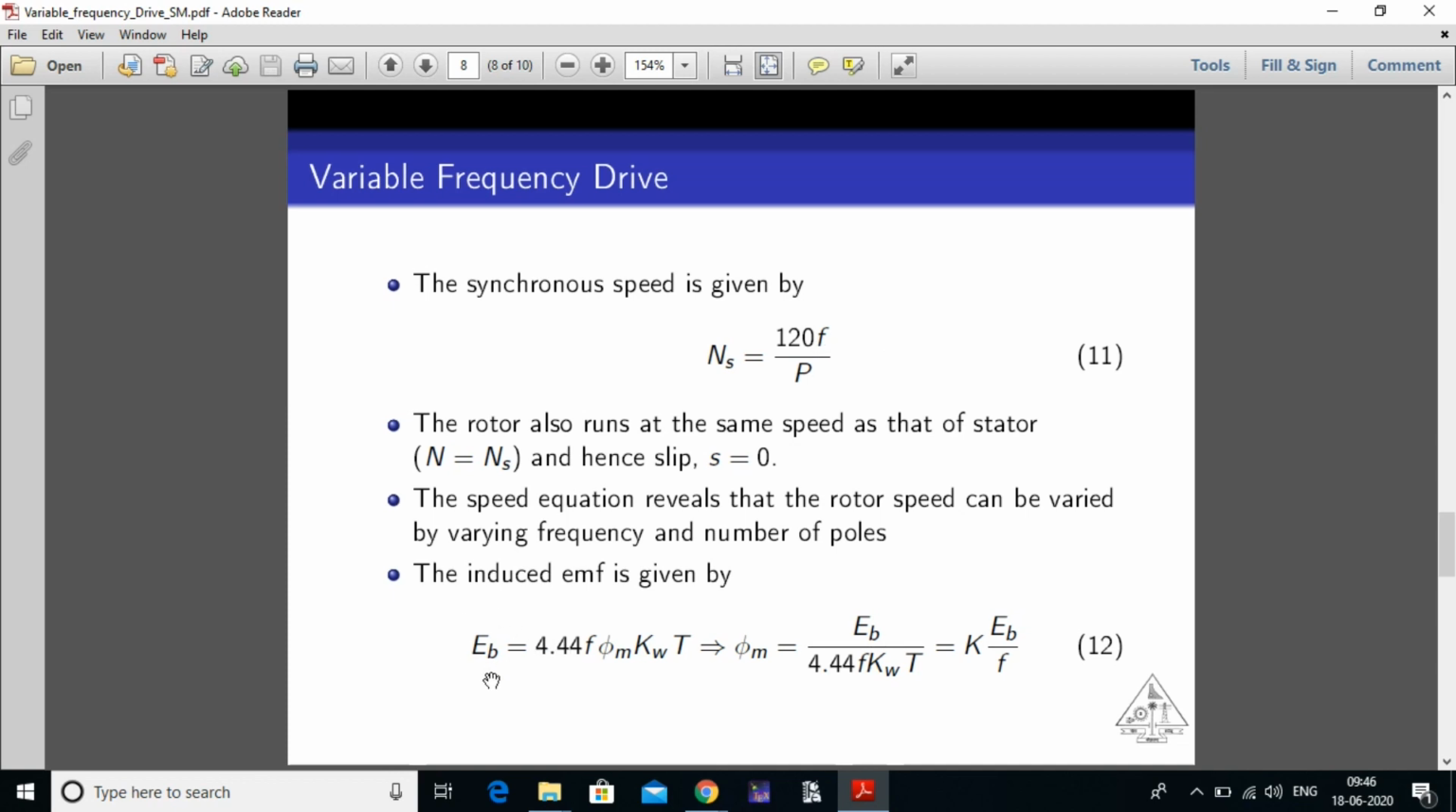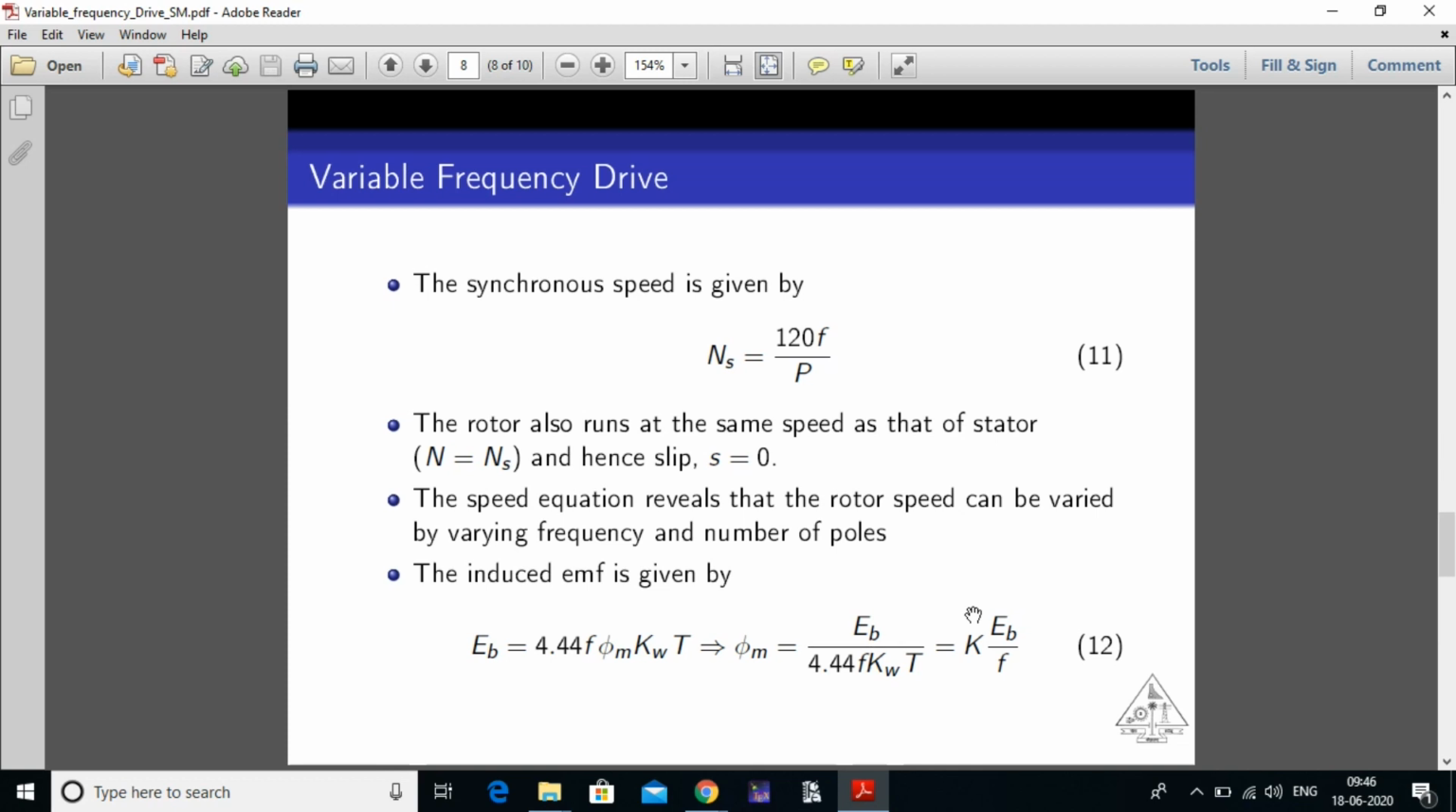The expression for induced EMF is given by this equation. And from this equation, we can get an expression for phi m, and that equation can be written as K into EB by F. Suppose I want to decrease my speed. Then I should decrease frequency. If I decrease frequency, from this equation phi m will be increased. Therefore, that will result in saturation of the flux.